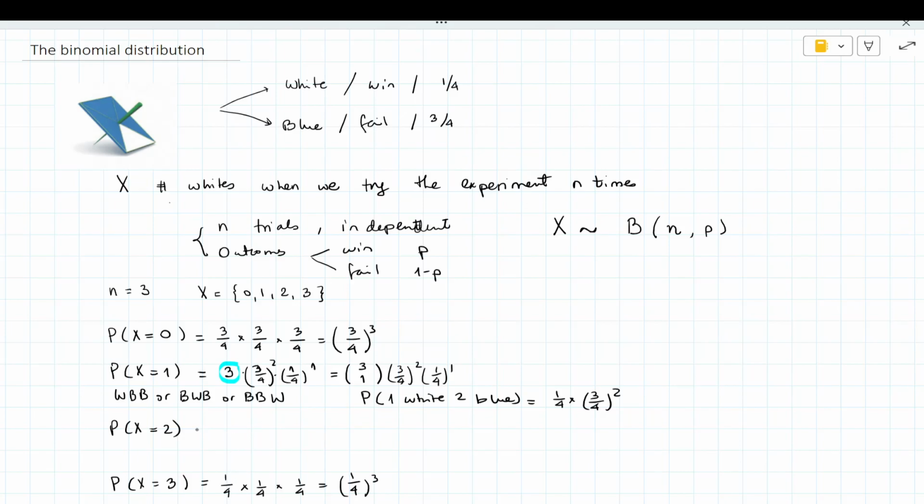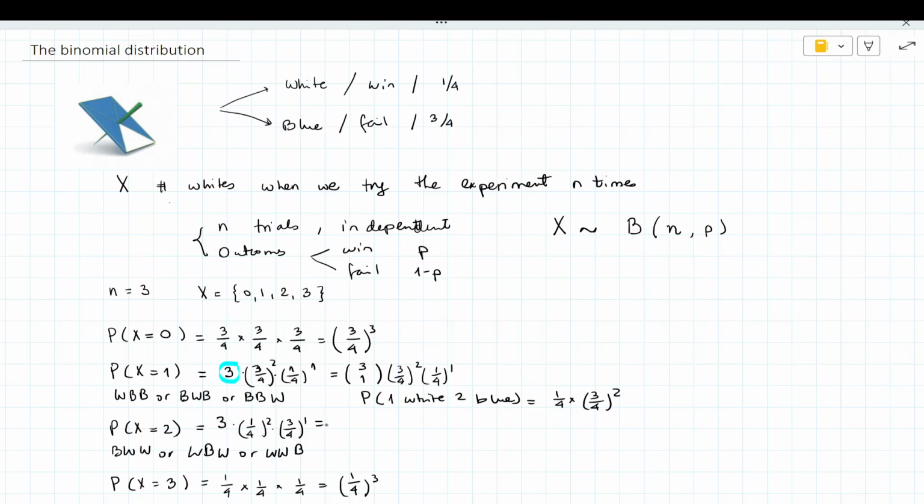The case of x being equal to 2, so there are 2 whites, is kind of similar, because picking which 2 are white is the same as picking which one is the blue one. So either the first one is the blue one and the other 2 are white, or the second one is the blue one and the other 2 are white, or the third one is the blue one and the other 2 are white. Each of those events has probability 1 over 4 squared multiplied by 3 over 4 to the power of 1. I just write the power of 1 to be consistent. And there are 3 of them again.